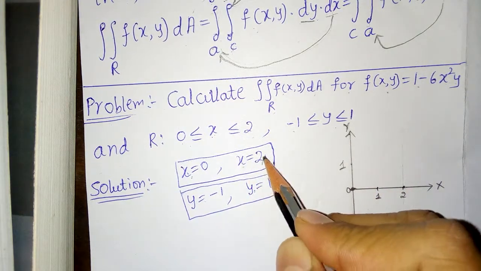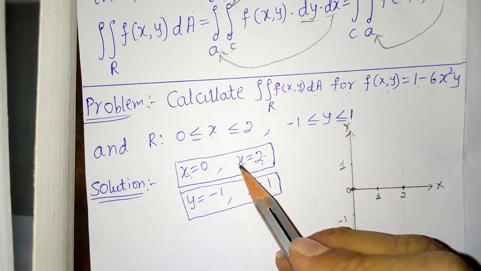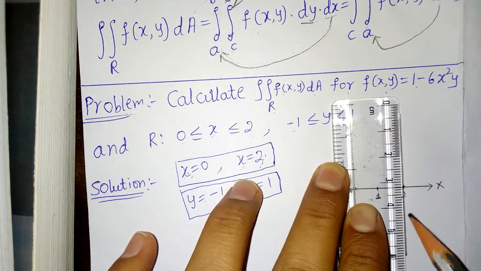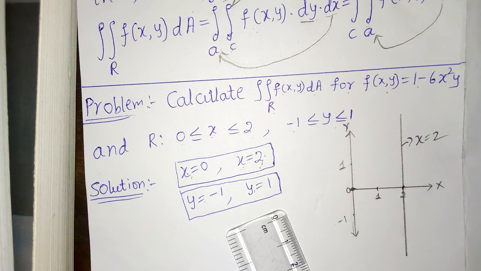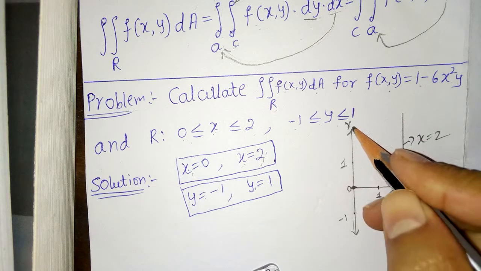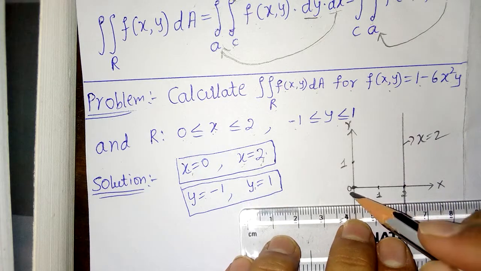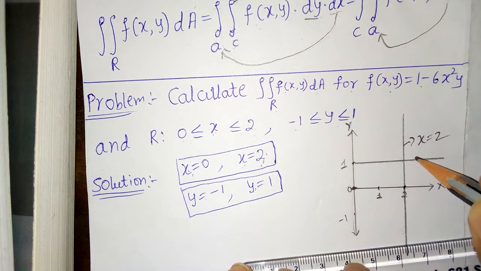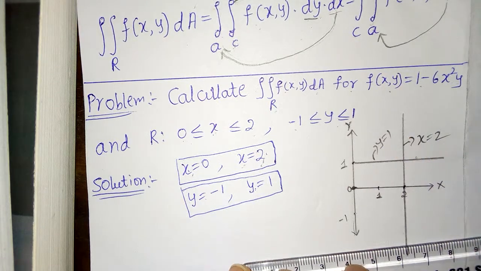Similarly, x is equal to 2. We mark the 2 here. They gave the line x is equal to 2, and this line represents x is equal to 2. Similarly, for y is equal to 1, on the y axis at 1, we draw a line parallel to the x axis. This is the line y is equal to 1.